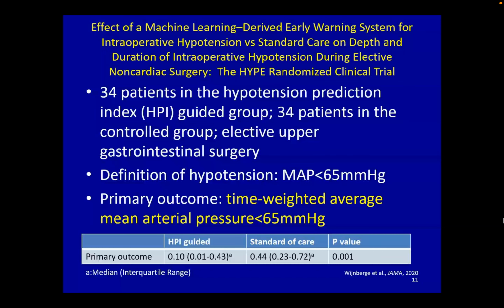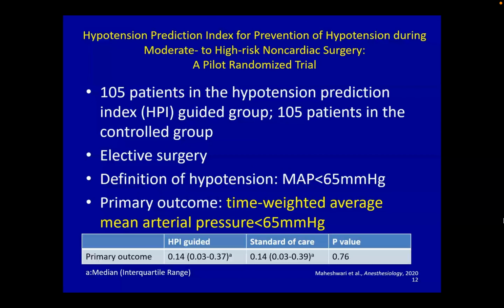There are 105 patients in the HPI group and 105 patients in the standard of care group. The definition of intraoperative hypotension is the mean arterial pressure lower than 65 millimeters of mercury. The primary outcome is time-weighted average mean arterial pressure lower than 65 millimeters of mercury. The results presented that the time-weighted average in the HPI group is comparable to the standard of care group. The postoperative complications presented no significant difference.